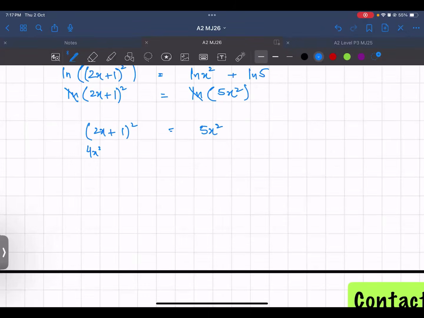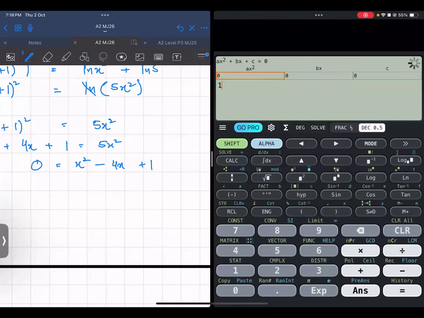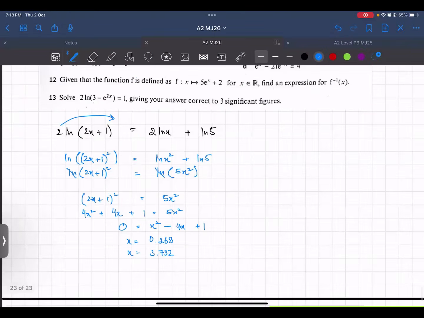So 4x square plus 4x plus 1 is equal to 5x square. Move everything on one side. So x square minus 4x plus 1. So x is coming out as negative 0.268. And the other one is 3.732. These are the two answers. So you use the same rules. There was nothing different.